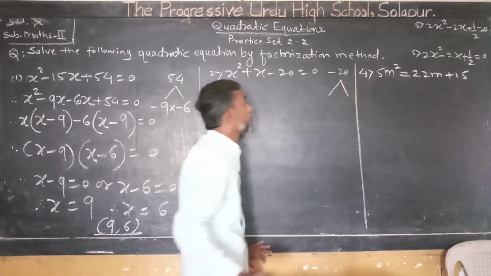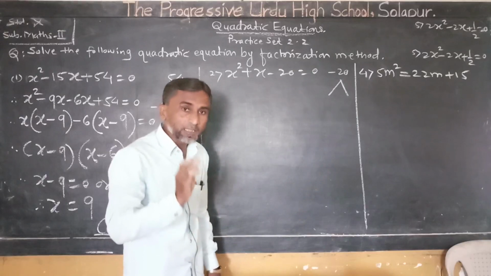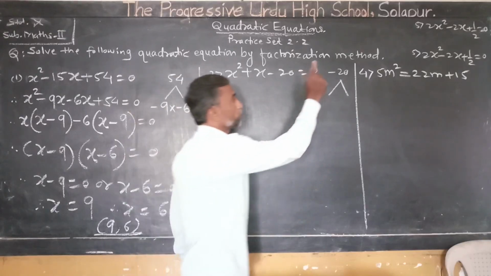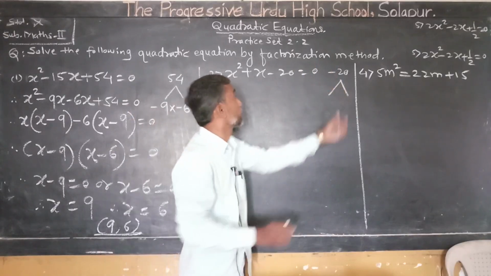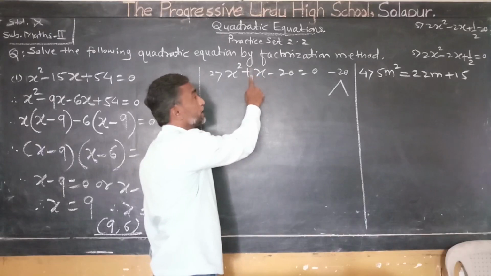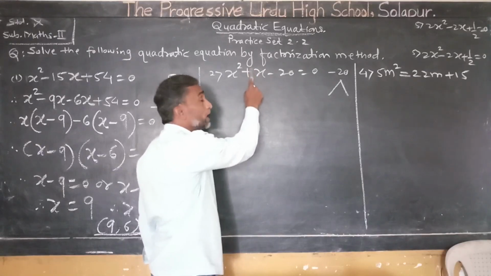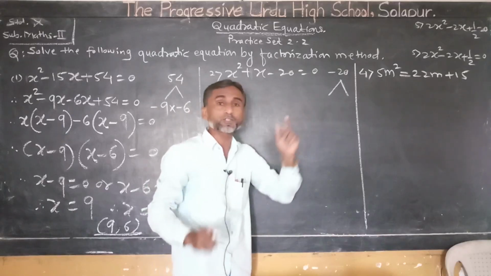Now find the factors of minus 20 such that the multiplication of the two factors should be minus 20 and the sum of the two factors should be plus 1. That is the linear coefficient. Here the coefficient of the linear term is 1, the coefficient of the middle term is 1. So the addition of the two factors should be 1.